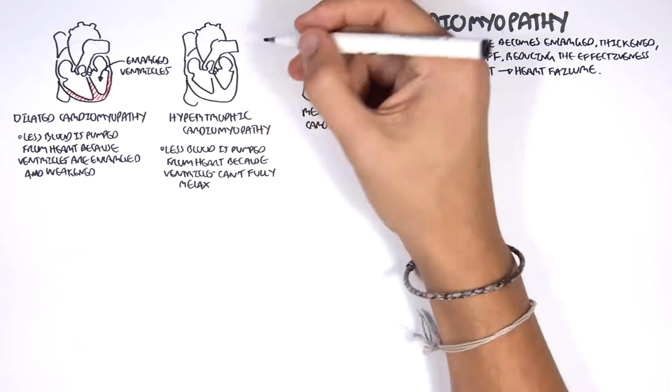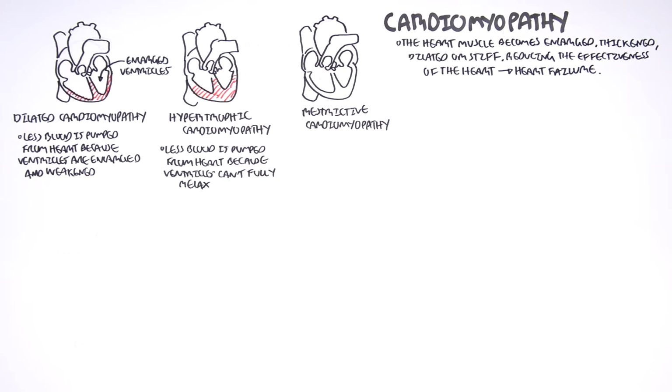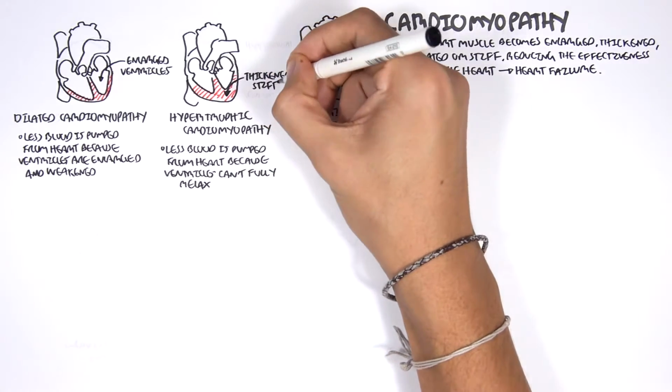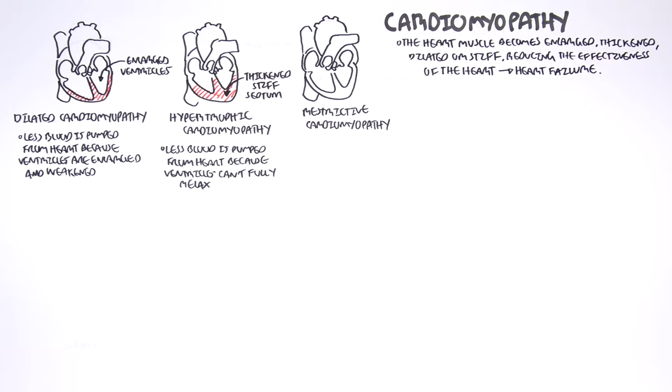Hypertrophic cardiomyopathy, on the other hand, is when there's less blood pumped from the heart because the ventricles can't fully relax. So it's a problem in diastole, and thus hypertrophic cardiomyopathy can lead to diastolic heart failure. So in hypertrophic cardiomyopathy, we have a thick ventricle, and the muscles of the ventricles are super thick, and the ventricular septum is also thick, thus restricting proper filling of the ventricles with blood.